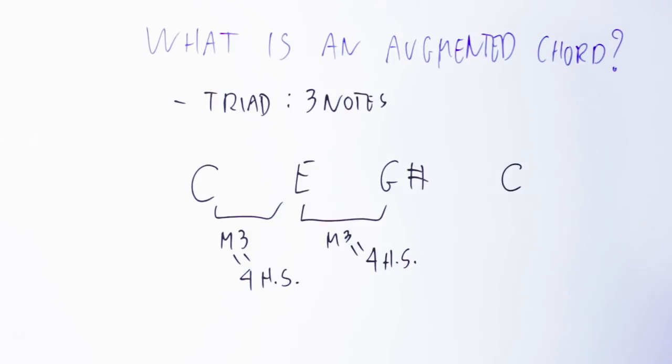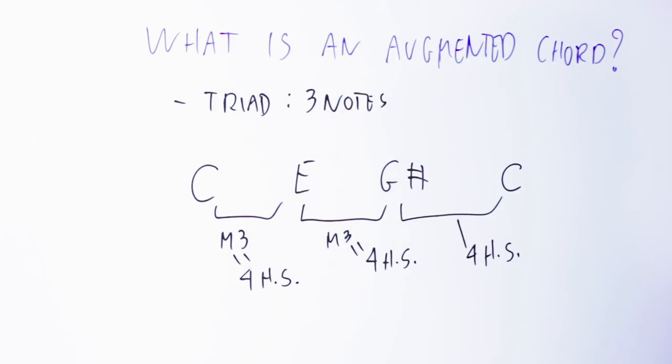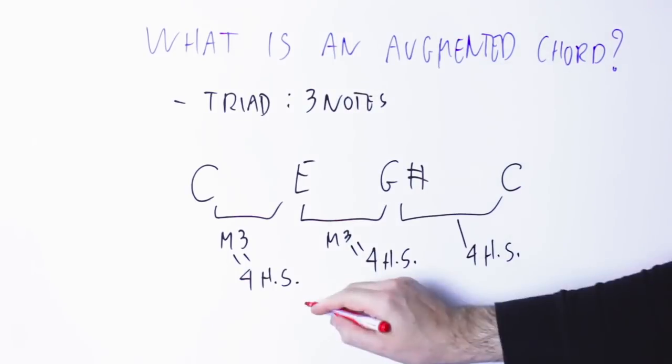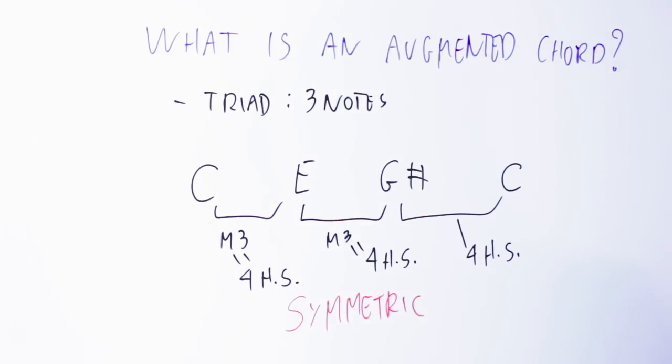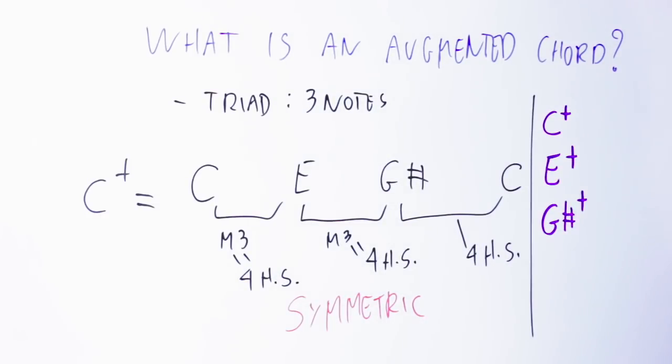and the curious thing is that if I put another C on top, there are 4 half steps also between G sharp and C. This means that the chord is symmetric, so that C augmented will be the same chord as E augmented and the same chord as G sharp augmented.